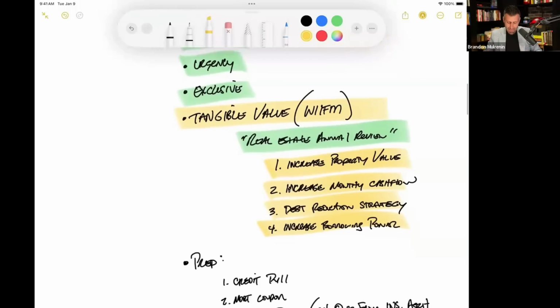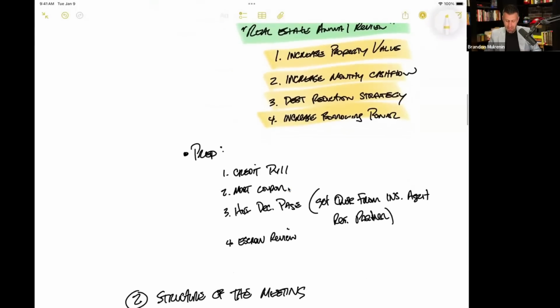Now, in preparation of this meeting, here's what we're going to ask the client to prepare, okay? So ideally, you would ask them to do some type of credit pull because of the analysis that you're going to offer at this meeting, for them to have a mortgage coupon ready, have their homeowner's insurance declaration page ready to review. And just as a side note, you're going to, in your preparation, ask your insurance agent, who should be one of your referral partners already, to give them a quote for you to bring.